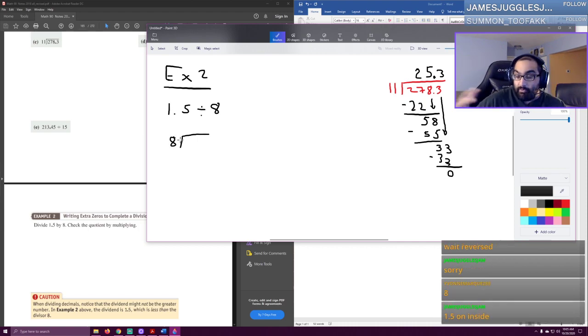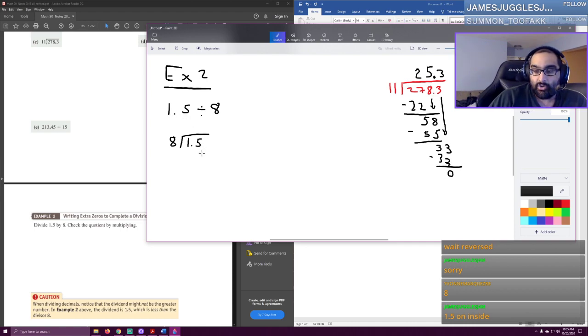Anytime, whatever we're dividing by, our divisor, is going to go on the outside. So what we're dividing by here. And that's correct. 1.5 definitely goes on the inside, just like so. Perfect. All right, so whatever we're dividing by, in this case, we're dividing by 8. That needs to go on the outside. And then the dividend here of 1.5 will go on the inside.